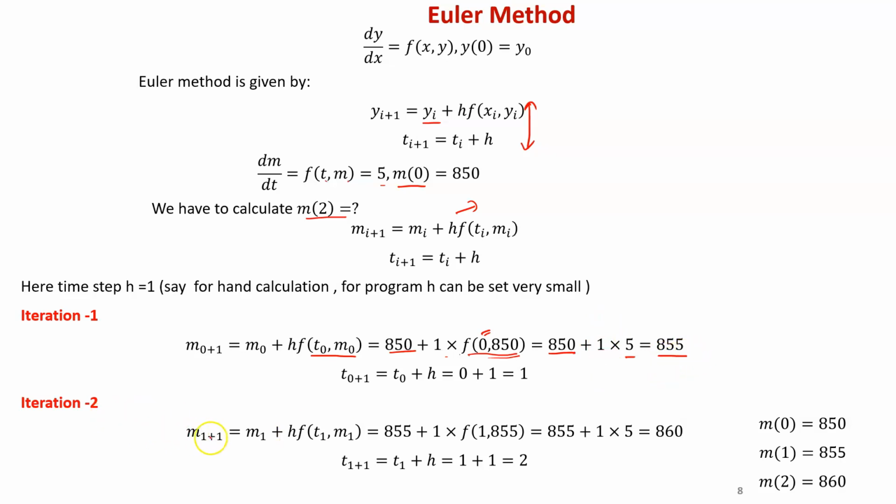Now iteration 2: m1 plus h f(t1, m1), so 855 plus again 1 into f(t1, 855). Again, this is the constant value 5, so we can plug this value in and we get 860. And t1 plus h is 1 plus 1, which is 2. So ultimately by the Euler method we get m at 0 is 850, m of 1 is 855, m of 2 is 860.